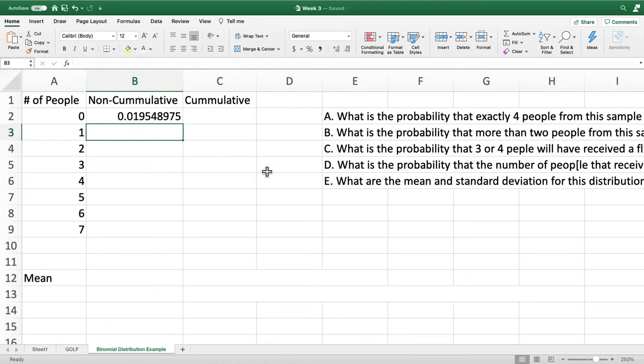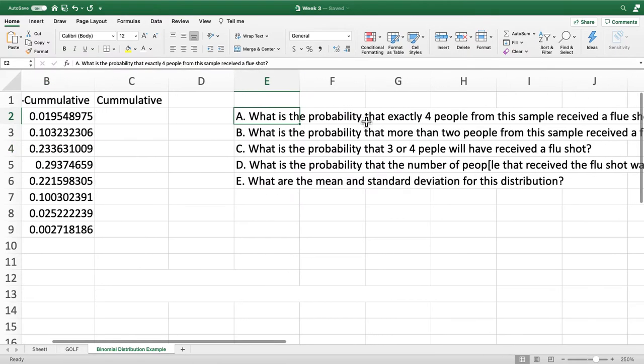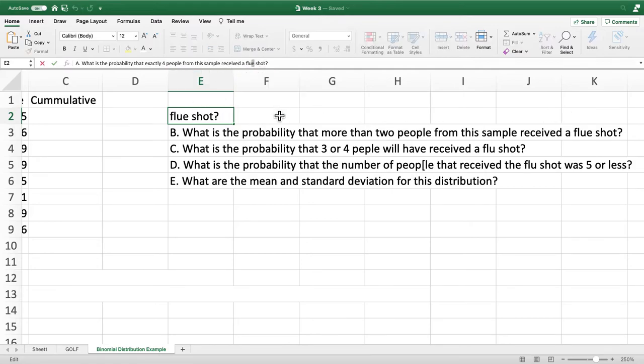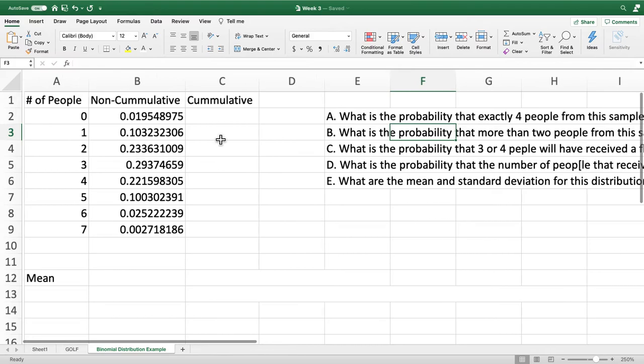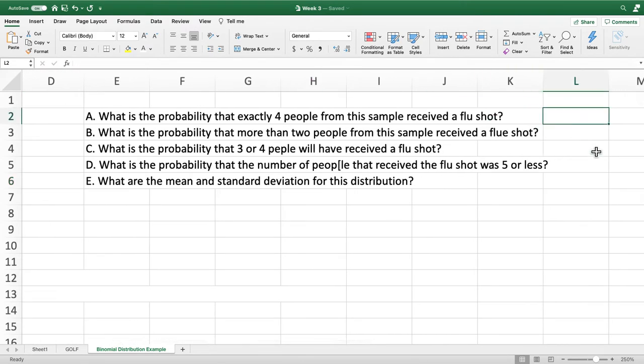And we'll see that if we asked 7 random people, there would be about a 2% chance that exactly 0 of them would have gotten the flu shot. And so then we just drag that down. And you can now answer question A. What's the probability that exactly 4 people from this sample received a flu shot? Well, if we sample 7, what's the probability that exactly 4 people will have gotten it? It's about 22%, or 0.2216.